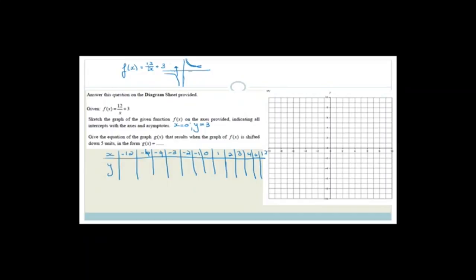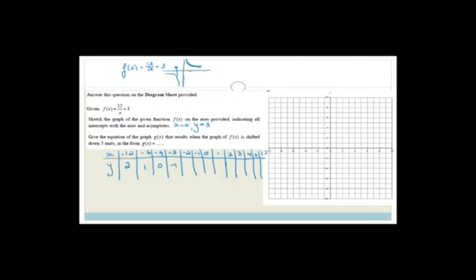Okay, but now we can still plot all our points by substituting into here. So we get 12 divided by minus 12 is minus 1, plus 3 is 2, okay? 12 divided by minus 4 is minus 3, plus 3 is 0. Actually, that's a 6. Okay, wait. Okay, so we got minus 6. 12 divided by minus 6 is minus 2, plus 3 is 1. 12 divided by minus 4 is minus 3, plus 3 is 0. 12 divided by minus 3 is minus 4, plus 3 is minus 1.